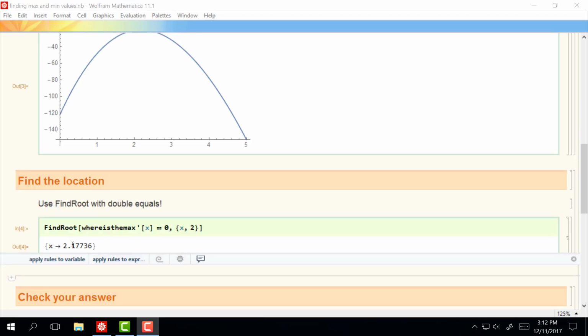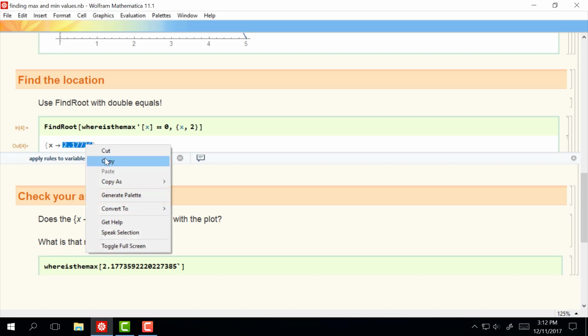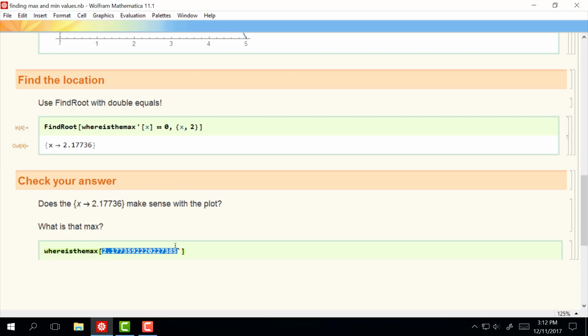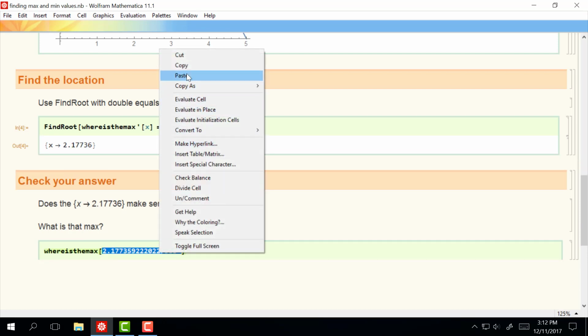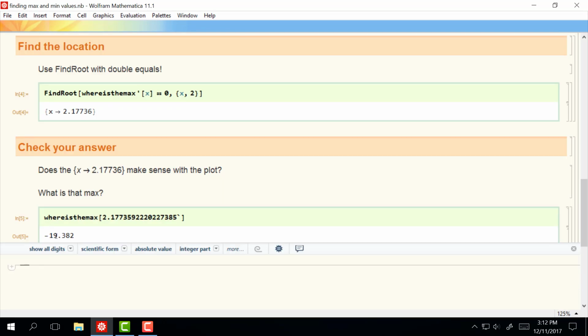And that's indeed what FindRoot is telling us. Finally, we want to know what the maximum y value is that corresponds to the x value we just found. I can plug the output from FindRoot back into my original function to get the y value. Here we can highlight the output, right-click, click copy, and paste that into the square brackets of my original function. If I evaluate our function at that location, I see that the max occurs at negative 19.382.